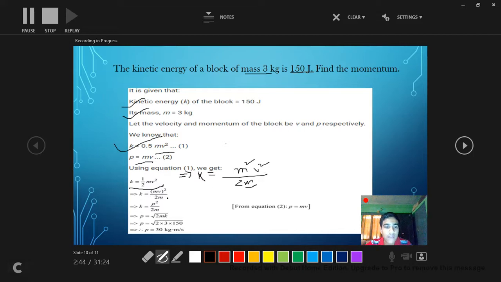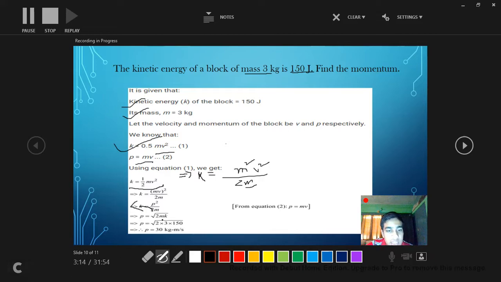So after this, m square v square means mv whole square. So by 2m. So k is equal to mv whole square by 2m. So k is equal to mv means p is equal to mv. So p square by 2m. And we are transposing 2m to the k side. So p square is equal to 2mk. So p is equal to the square root of 2mk, right?